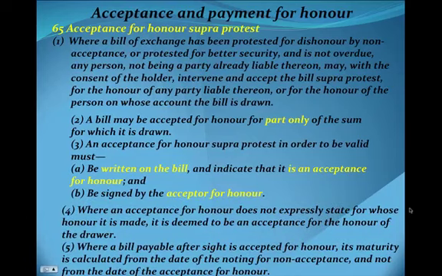Where an acceptance for honour does not expressly state for whose honour it is made, it is deemed to be an acceptance for the honour of the drawer. Where a bill payable after sight is accepted for honour, its maturity is calculated from the date of the noting for non-acceptance and not from the date of the acceptance for honour.